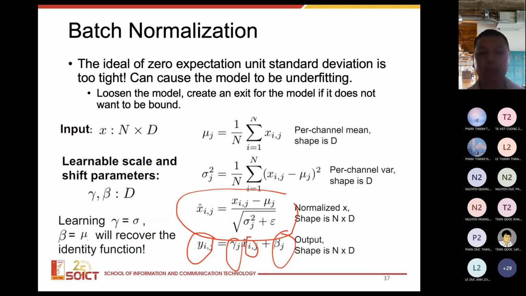If the model decides that unit standard deviation is the right way to do it, then in that case it might learn gamma equal to sigma and beta equal to mu, and in that case we have zero expectation and unit standard deviation.